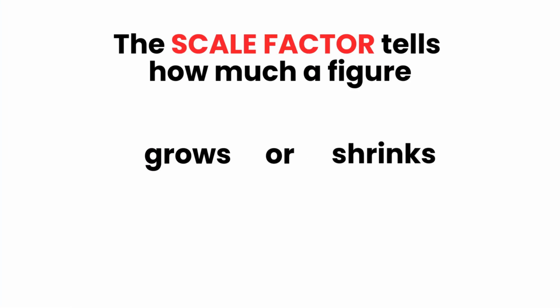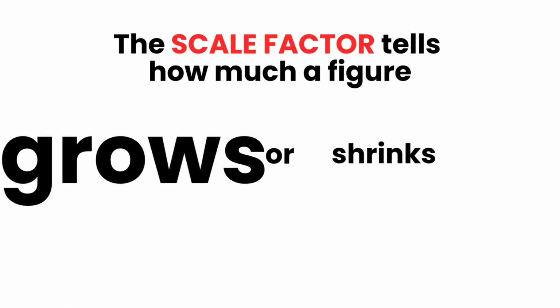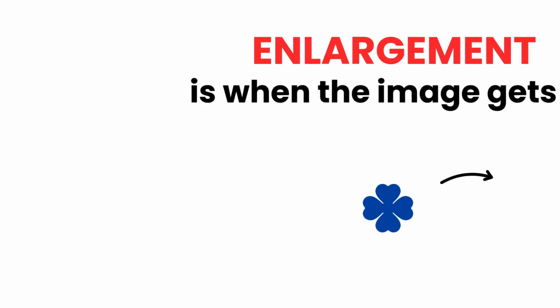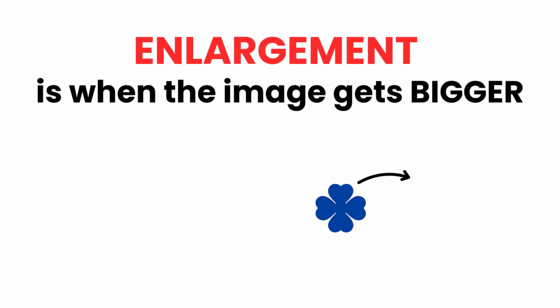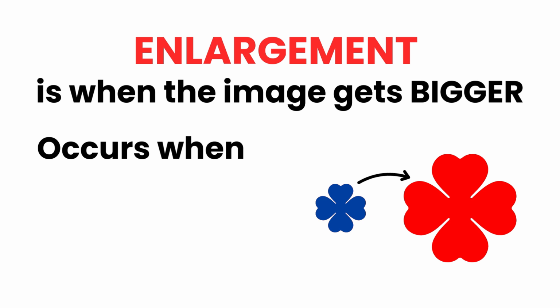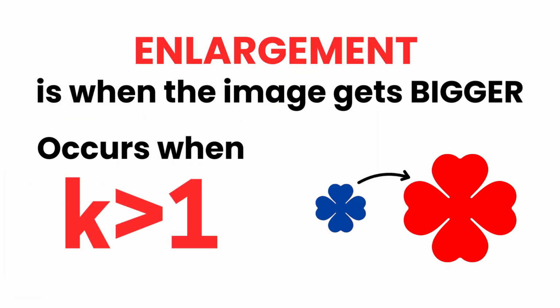The scale factor tells how much a figure grows or shrinks. We use the letter K to show the scale factor. An enlargement is when the image gets bigger. As you can see from my blue preimage to my red image, the shape has grown. This occurs when k is greater than 1. So numbers like 3, 5, 10 are all greater than 1, so they would be an enlargement.